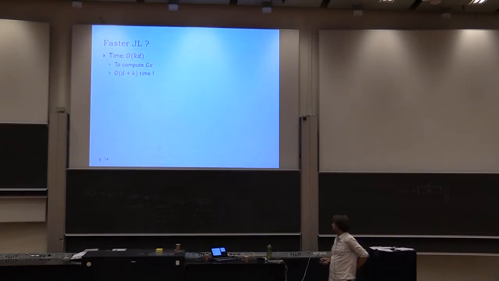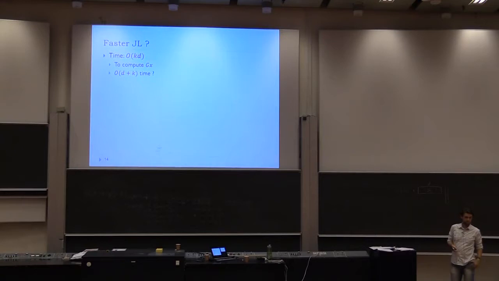So, again, this is how the embedding looks. And now, what is the time to compute this function of x for a given x? It is essentially a product of a matrix with x, and the time it takes is k times d, because our matrix is of size k times d. And it is a dense matrix, so we have to compute it.